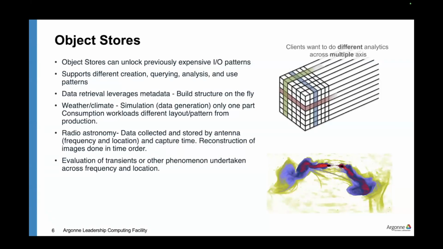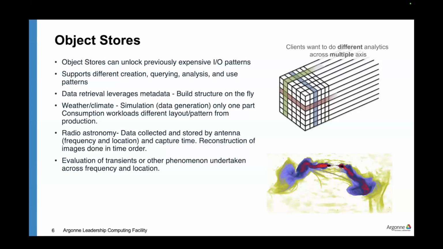So this object store now unlocks all previously expensive I/O patterns and supports different file creation, querying, analysis, and usage patterns. And it leverages the metadata and builds the structure on the fly. So, for example, if you have weather data with a lot of parameters like pressures, humidity, and so on, in one dimension, we have many different years on the other dimension.